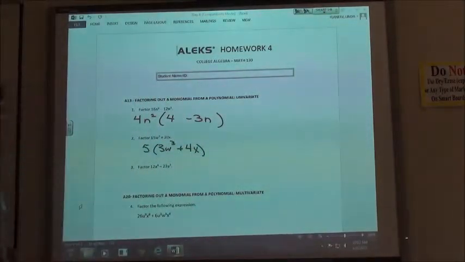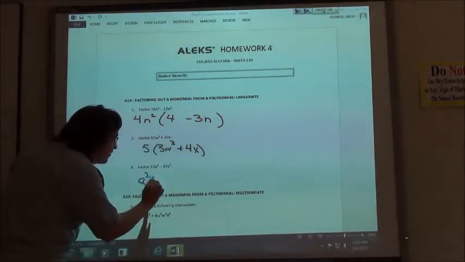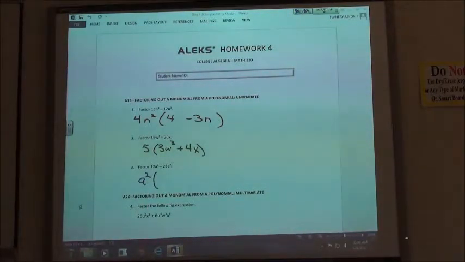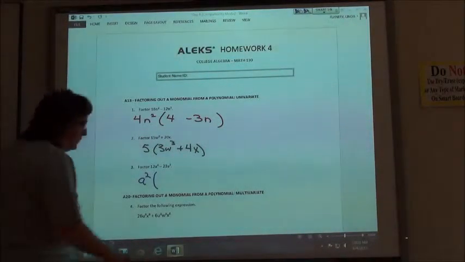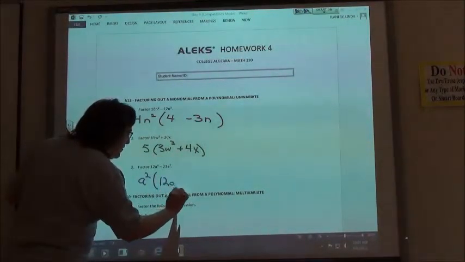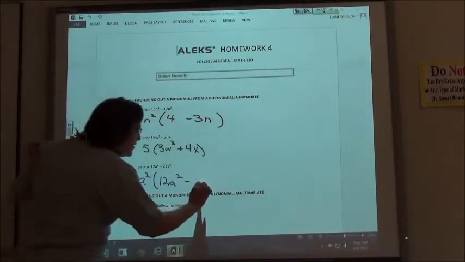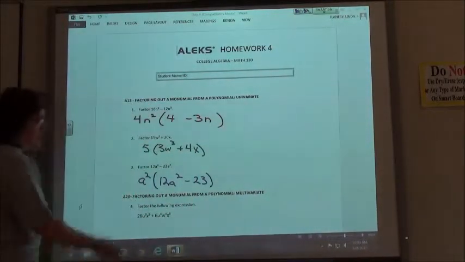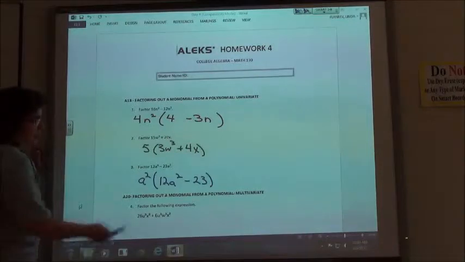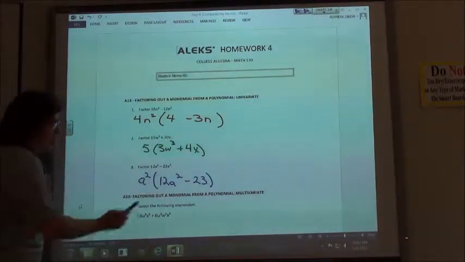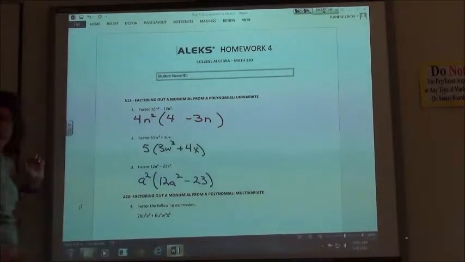The third one there, we have 12a to the 4th minus 23a squared. The greatest common factor there would just be a squared. 12 and 23 only have a common factor of 1. So if I take an a squared out of each of those, I would be left with minus 23. So again, you're just subtracting those exponents. 4 minus 2 left us 2 here, and 2 minus 2 left us no a's over on that one.